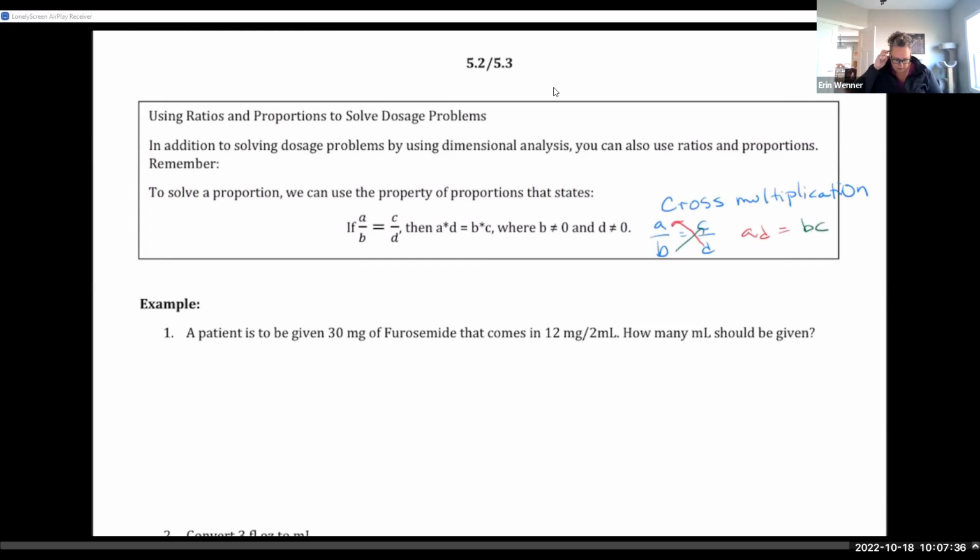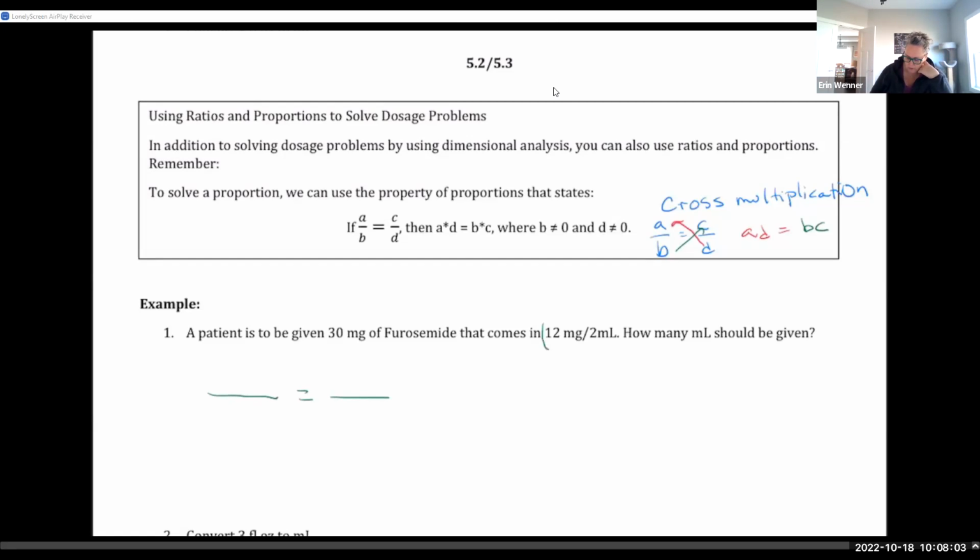So here's what that looks like. A patient is to be given 30 milligrams of furosemide that comes in 12 milligrams per 2 milliliters. How many milliliters should be given? When we're setting these up, you want to make sure that you're consistent with your unit of measure. So if you put milligrams on top on the left-hand side, you've got to make sure you're putting milligrams on top on the right-hand side.